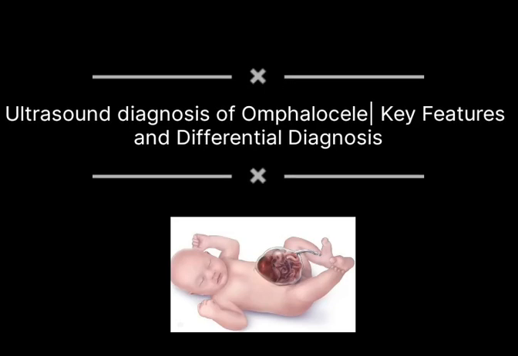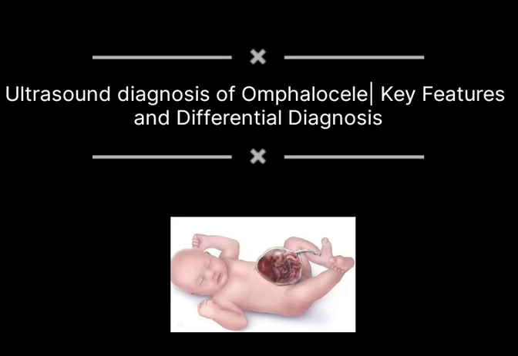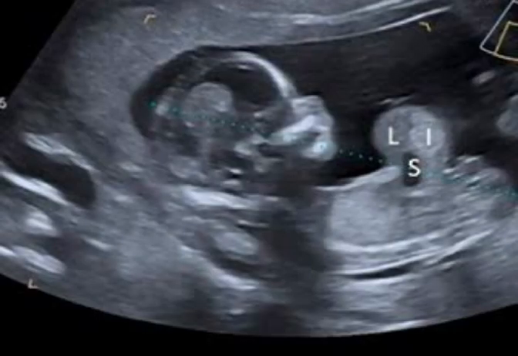Have you ever come across an anterior abdominal wall defect on fetal scan and paused, wondering is this omphalocele or something else? In this video, we'll walk through a case of omphalocele, break down its key ultrasound features, and help you confidently tell it apart from other conditions like gastroschisis.